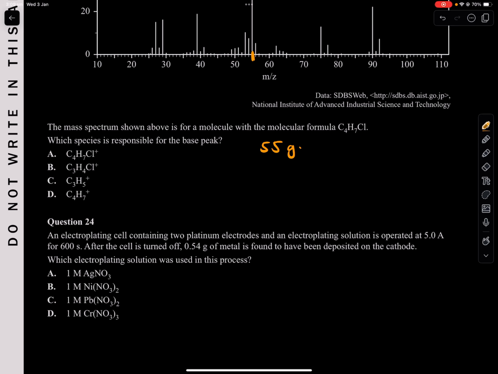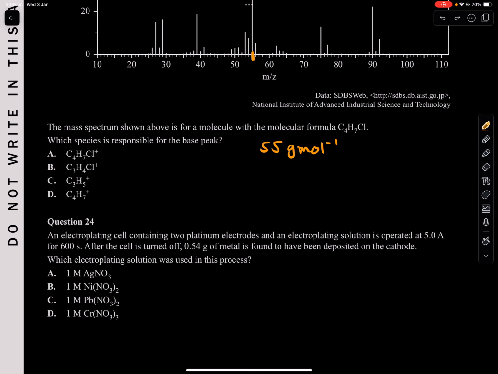Oh my god. Wait, what's the unit for that? Is it, n equals mass over molar mass? It's grams per mole. Okay.